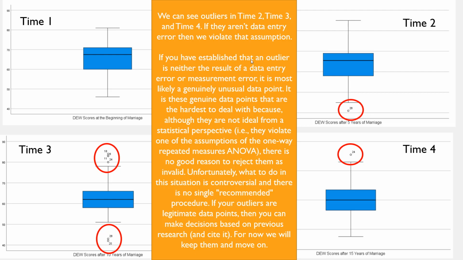All right, so if you've established that an outlier is neither the result of a data entry error or measurement error, it's most likely a genuinely unusual data point. It is these genuine data points that are hardest to deal with because although they're not ideal from a statistical perspective, they violate one of the assumptions of the one-way repeated measures ANOVA. There's no good reason to reject them as invalid. Unfortunately, what to do in this situation is controversial and there's no single recommended procedure. If your outliers are legitimate data points, then you can make decisions based on previous research and cite it. For now, we're just going to keep them and move on.